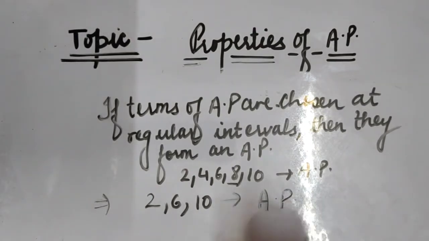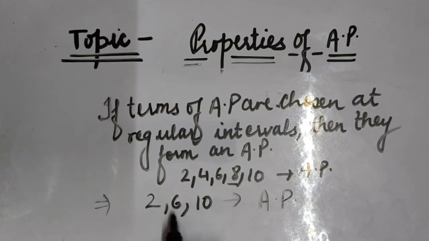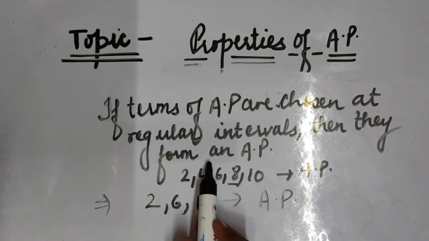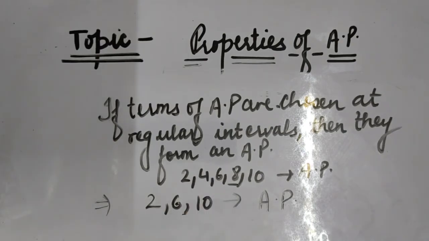This is the property. Let's check it. So here we are watching that its common difference is what? Its common difference is 4. 6 minus 2 is 4 and 10 minus 6 is 4. So it means this is an AP. So the property was absolutely right. What the property was saying: if the terms of an AP are chosen at regular intervals, then the resulting sequence will also be an AP.